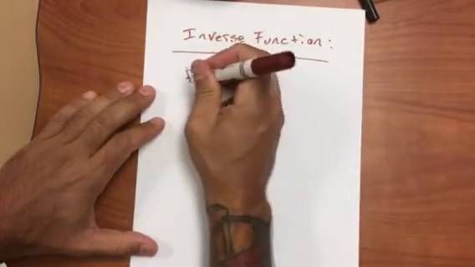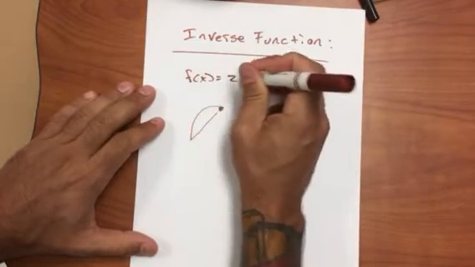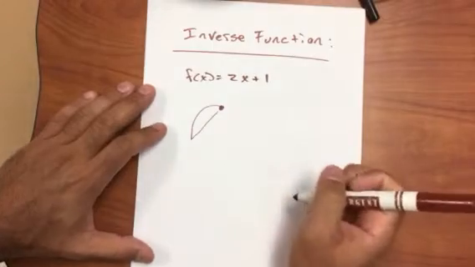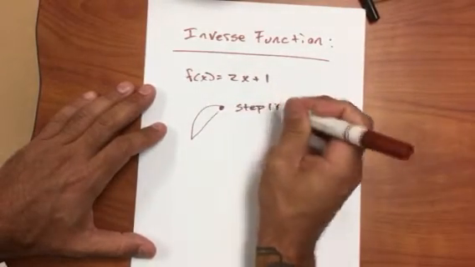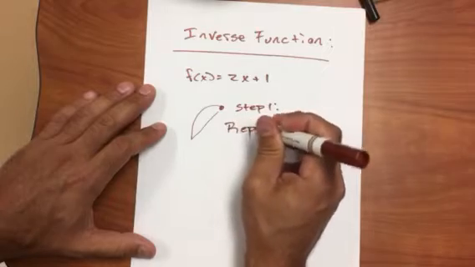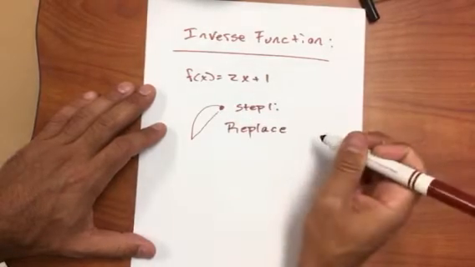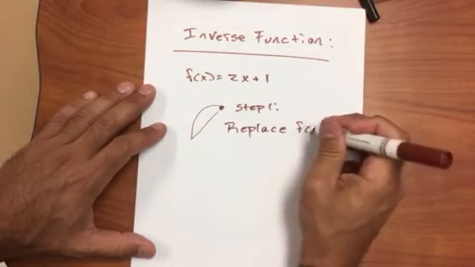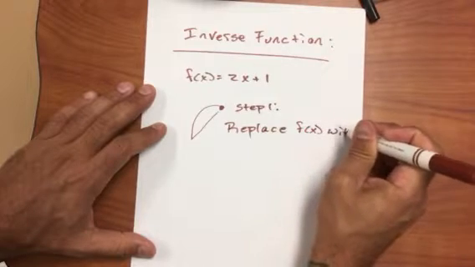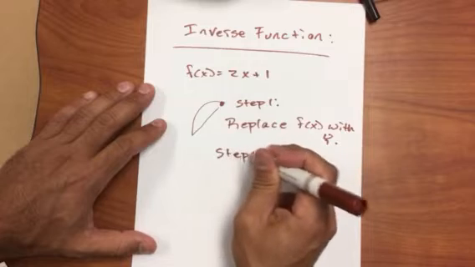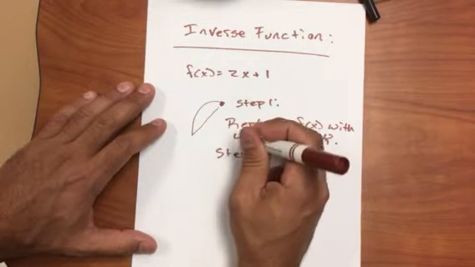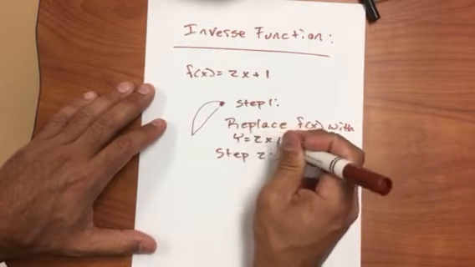So we're going to start with something very simple, f of x equals 2x plus 1. Your first step, step 1, is going to be replace f of x with y. So it's y equals 2x plus 1.